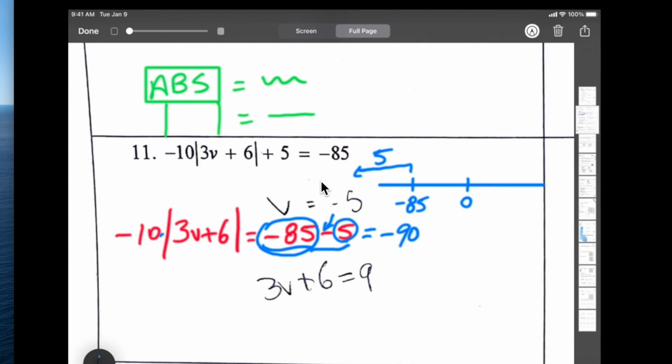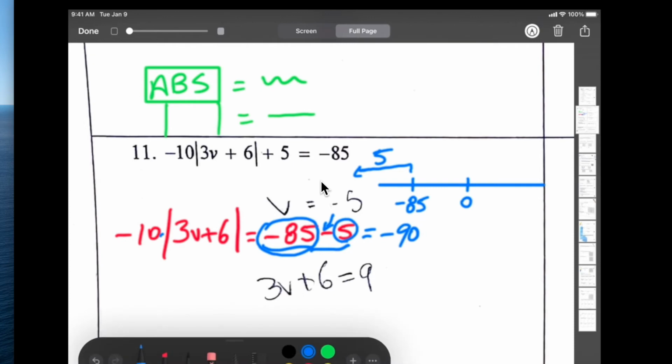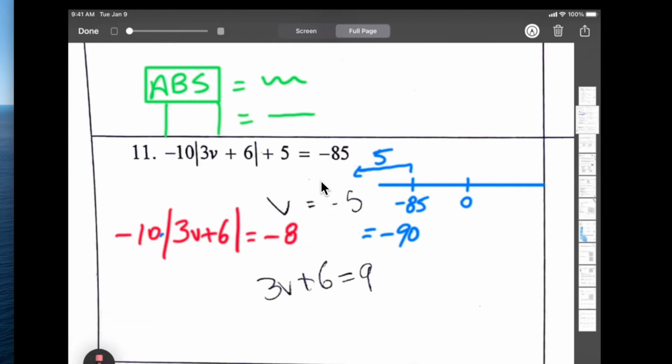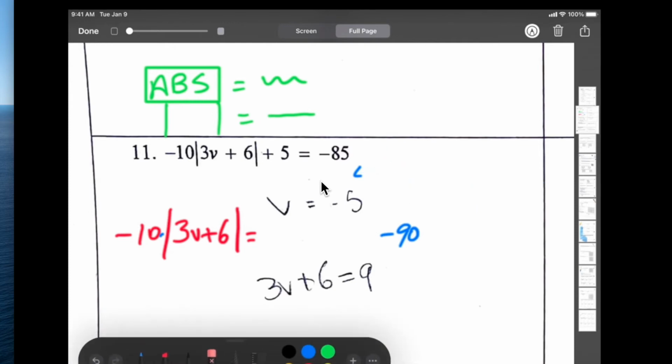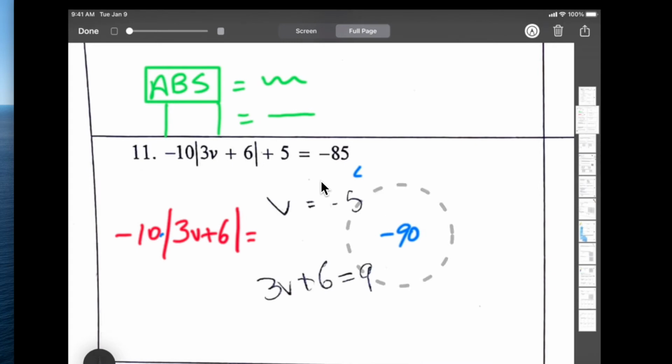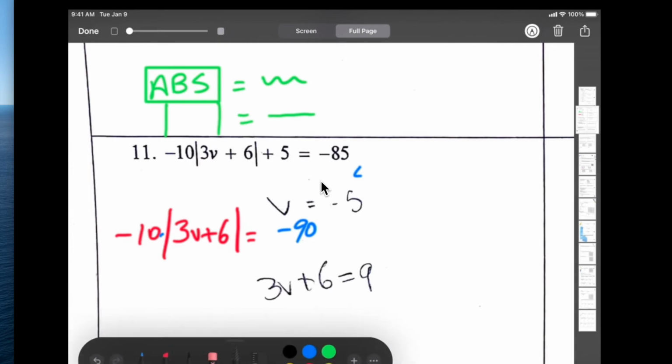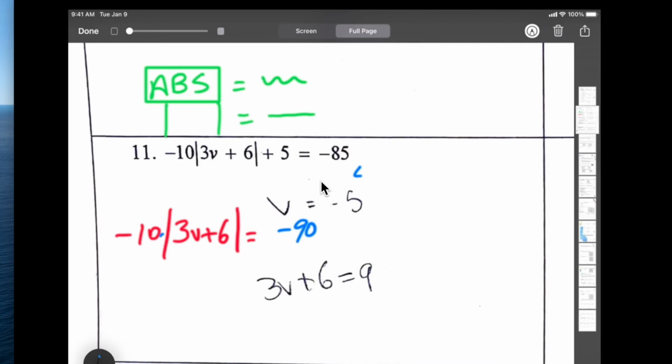Okay, so now folks, we have -10 times the absolute value construct equals -90. I am not going to lie to you, these problems are very involved. Multiple steps, but nothing we can't handle. Okay, so what do we do here?